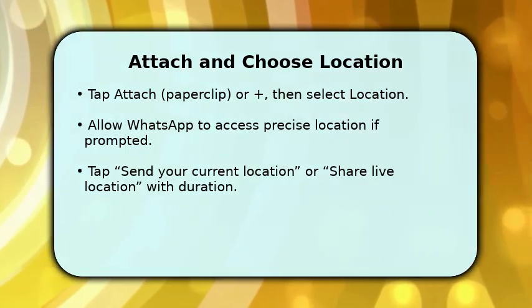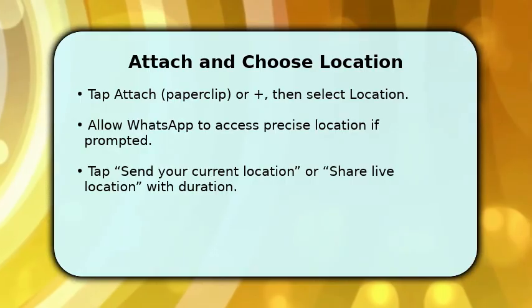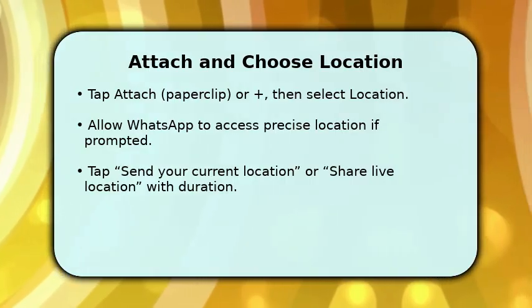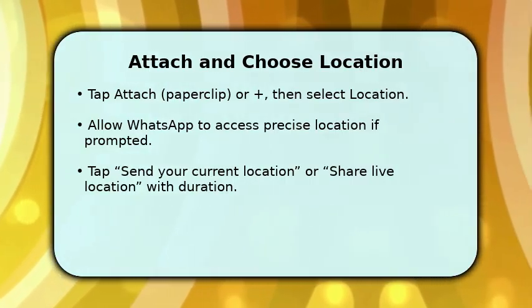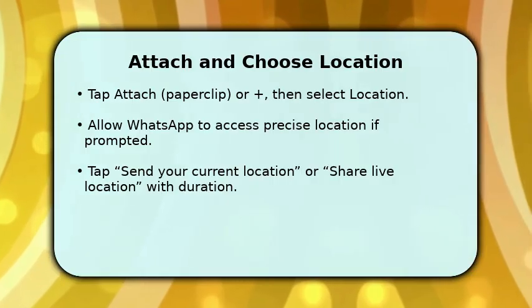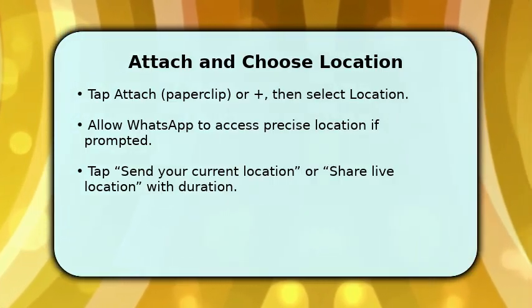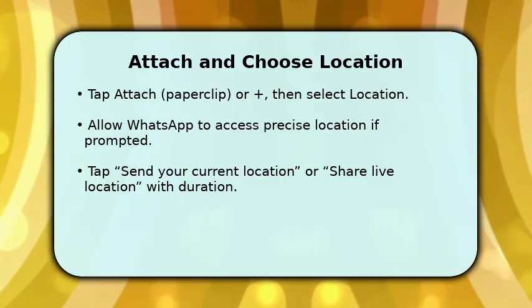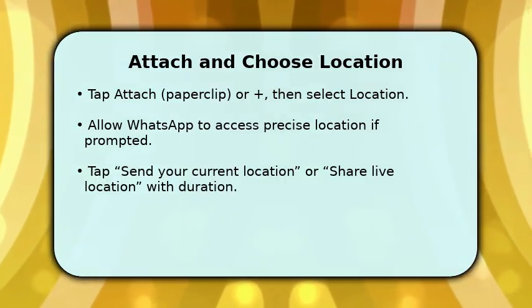Once the map appears, you can tap send your current location for a one-time exact pin, or choose share live location and pick a duration so your contact sees movement. Choose a duration that matches the situation. This controls privacy and battery use.